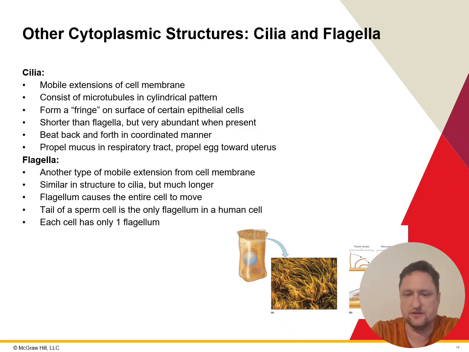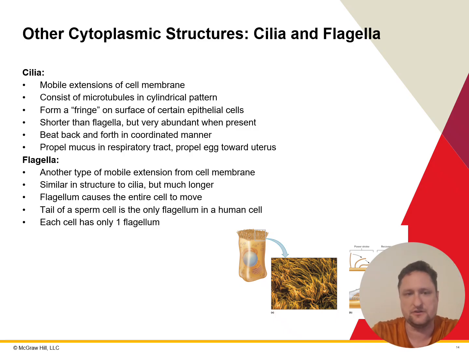Other structures like cilia and flagella. So these are extensions of the cell membrane that allow the cell to move. So they're important for cell movement. Cilia are numerous and short, beating in coordinated waves to move fluids across cell surfaces. Anytime we're going to see cilia, they're helping move something along. For example, the mucus in the respiratory tract is an example of this movement.